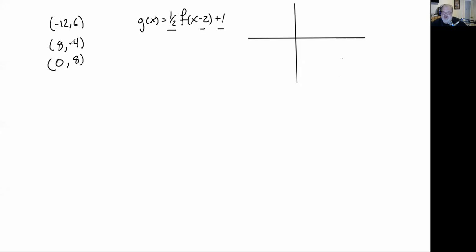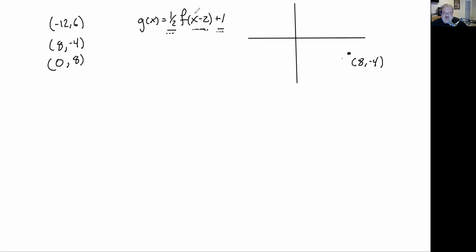So I want to start with the 8, -4. Let's say 8, -4 is right there. Any of the translations that occur inside the function are going to happen to our input value, so it's going to affect our x value. Any of the translations that happen after the function, so the +1 and the 1/2, are going to affect our outputs, so those are going to affect our y values.